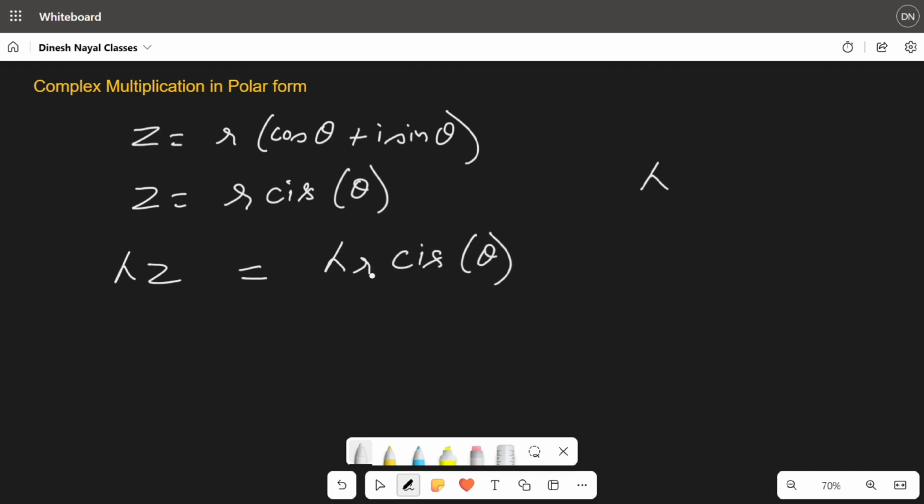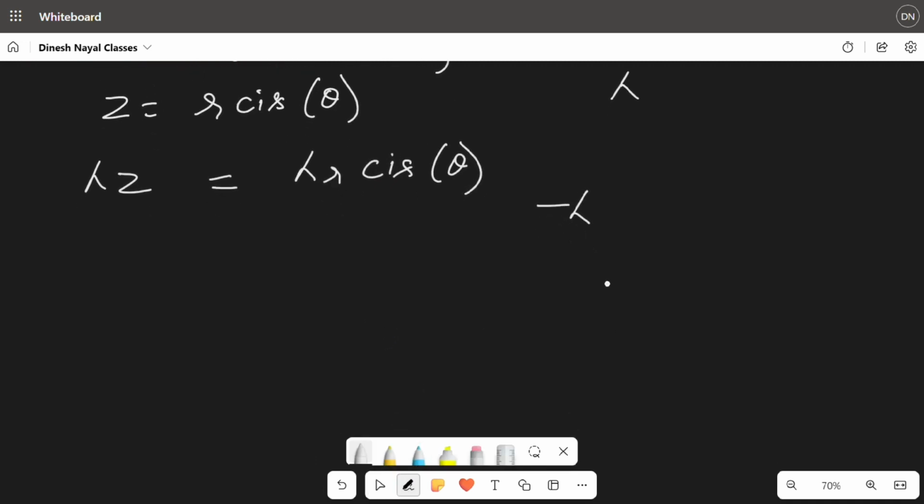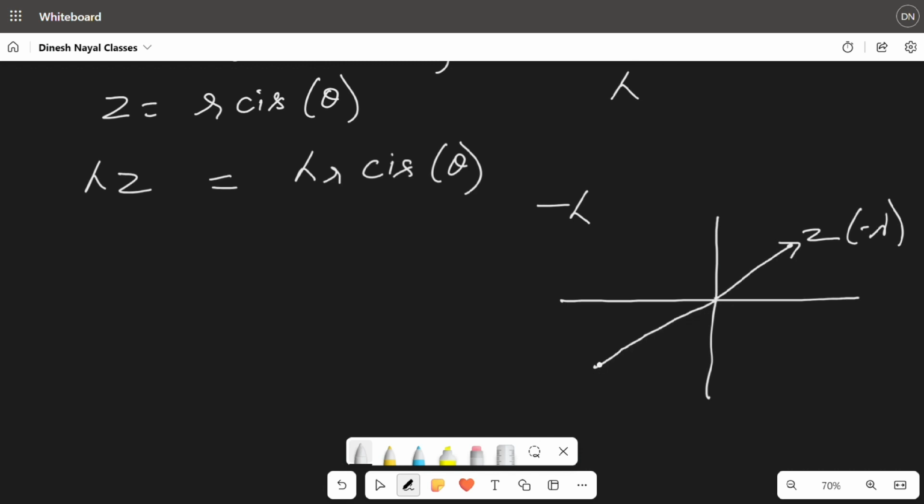Now what happens when this number is negative, minus lambda? How do we write minus lambda? First of all, we should know that if this is an Argand plane and this is a complex number, then minus lambda means the modulus of the complex number will be lambda times, but the direction will be opposite. So this represents z times minus lambda, where z is a complex number.